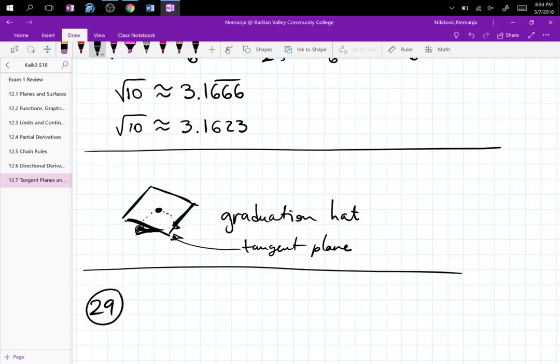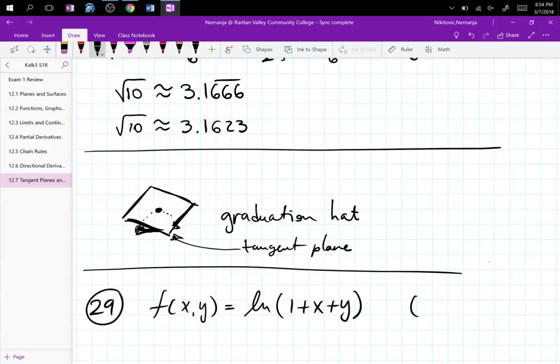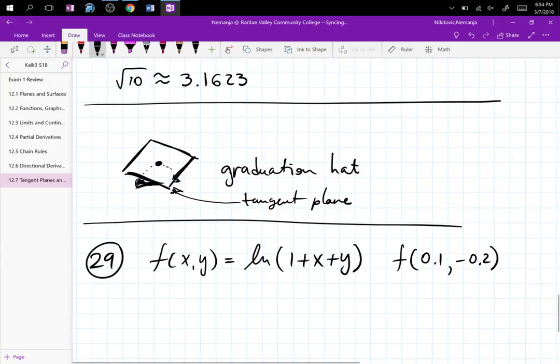So what do they want? They say here f of x y. So they give us f of x y, and that f of x y is ln of 1 plus x plus y. And they want to compute f of 0.1 and negative 0.2. Right, so that's the goal.